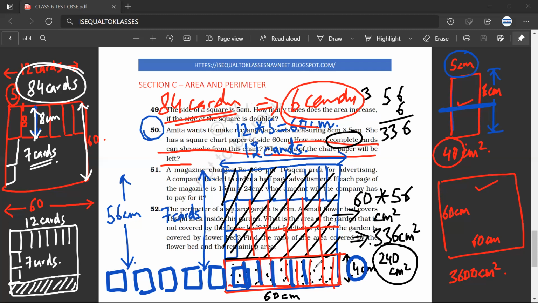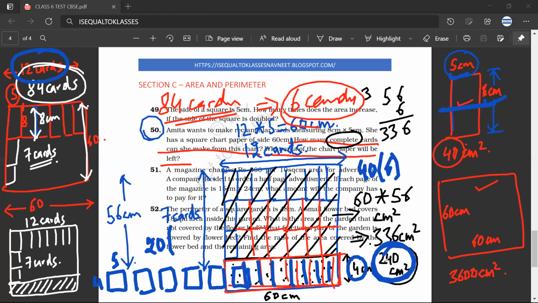Sarthak, have you understood? Yes, sir. Because if you tear them, this will be 5 and this will be 4. So 5 for the 20. And how many cards? These are 12 cards. If I take 6 cards, that would be 8, 5, the 40. 40 into 6 is 240. So this area would get covered.